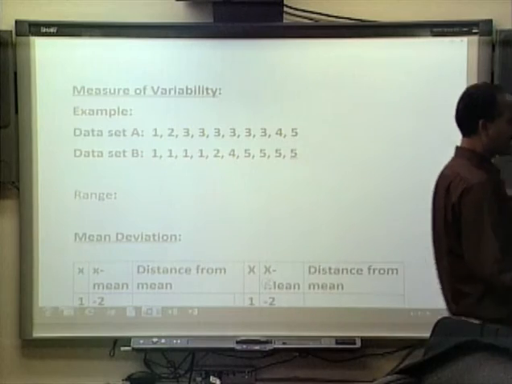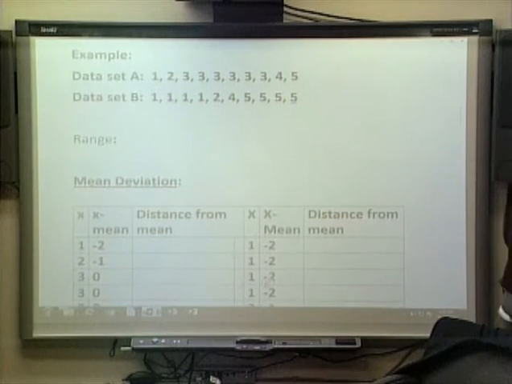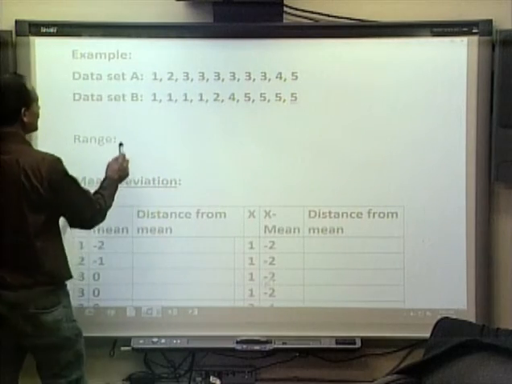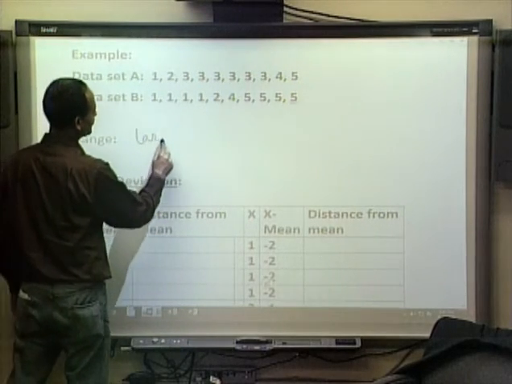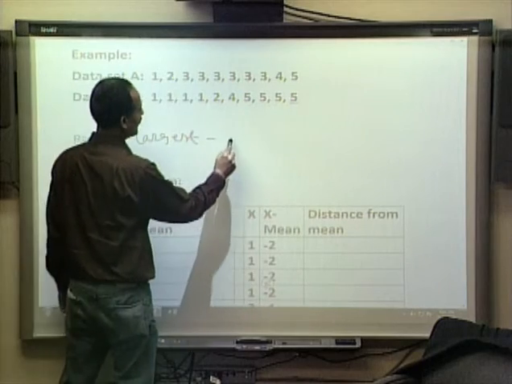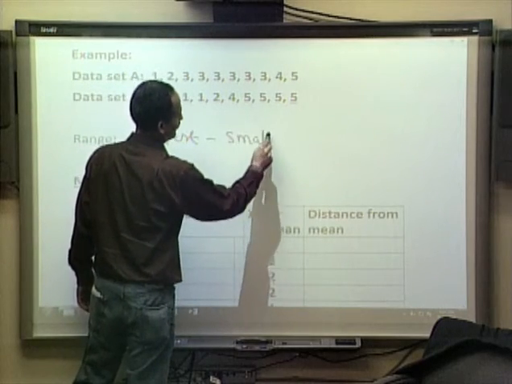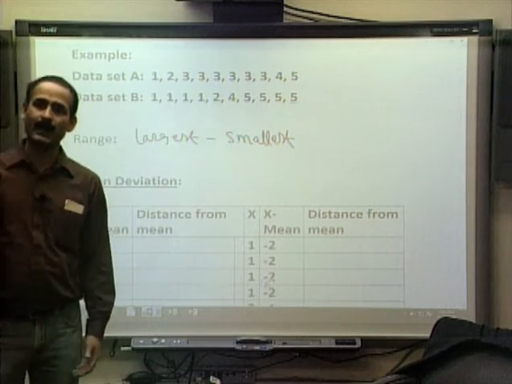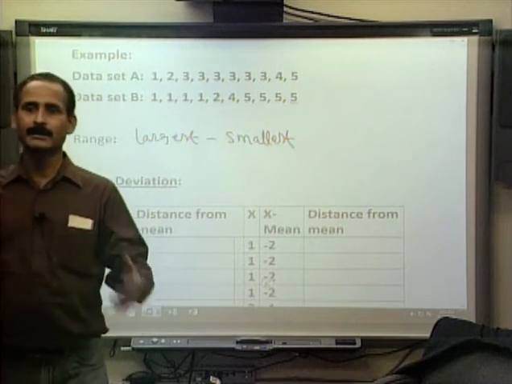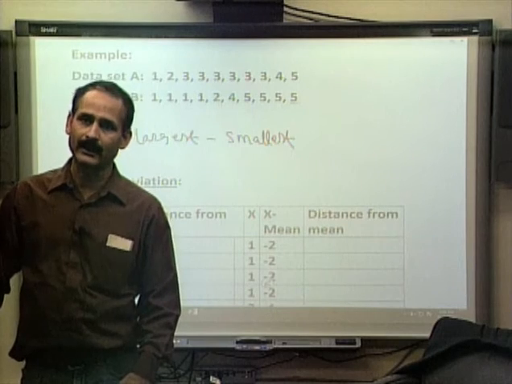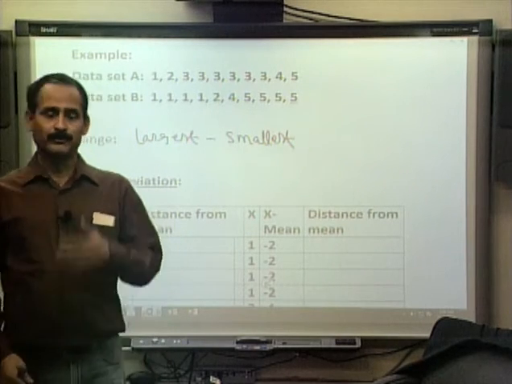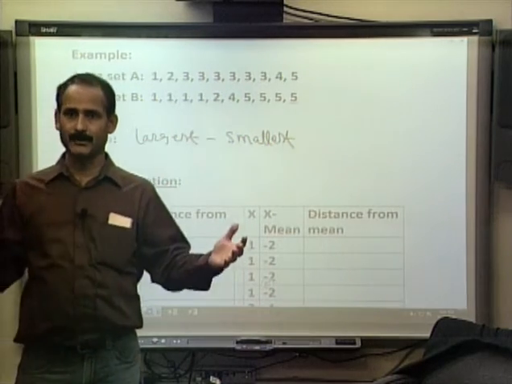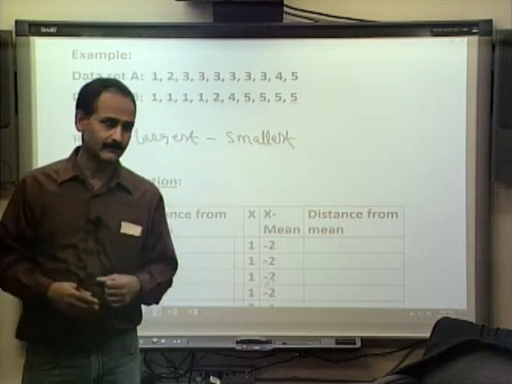One of the simplest measures of variability is called the range. Range is nothing more than the largest minus the smallest. In any data set, the difference between the smallest observation and the largest observation is called the range. So, the lower the range, the less variable the data is; the variation is less.